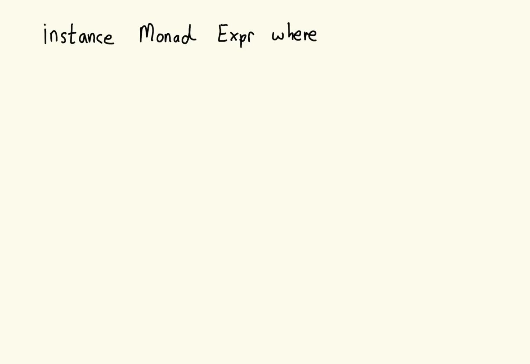So all we need to do is the usual game. We need to define a return operator. So we can write down the type of that. So return is going to go from, as usual, A into M of A, but here M is the expression data type. And then we think, how do we actually define the return function? So what is return of X?